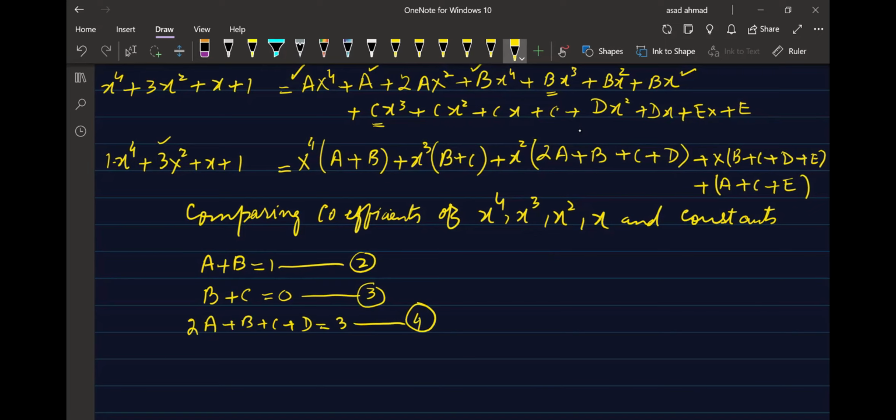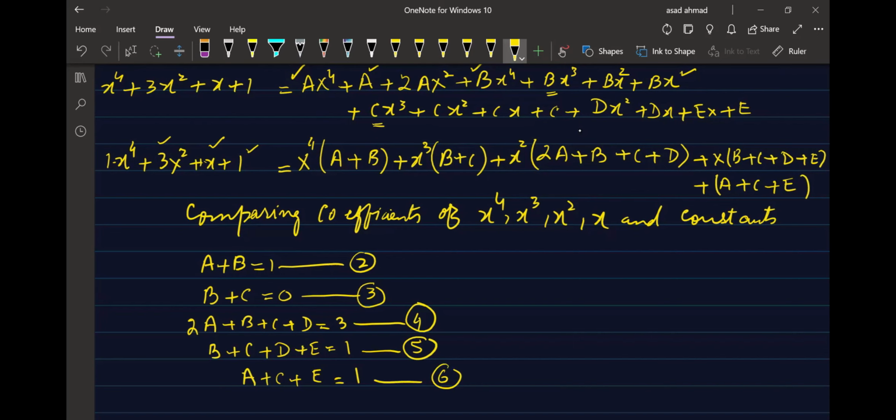Finally, we will have b plus c plus d plus e equals to coefficient of x, that is 1 on left hand side. This is the coefficient of x is 1 right here. So we will equate it, it will become 1. So this is equation number 5. And lastly, the constants a plus c plus e on right hand side, on left hand side, there is a constant 1. On right hand side, a plus c plus e is the coefficient of the constant term. It is equation number 6.